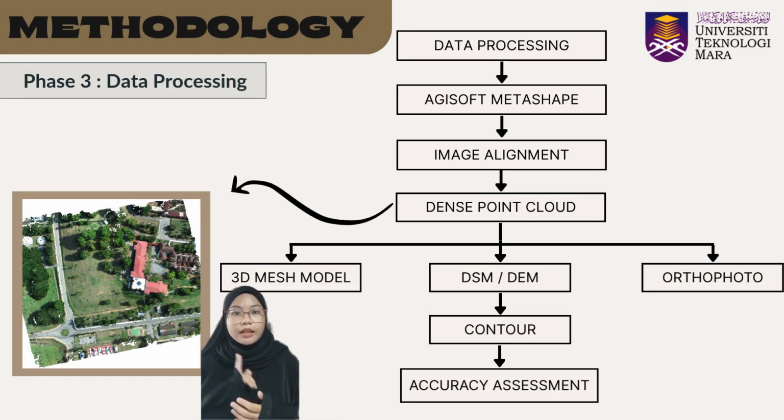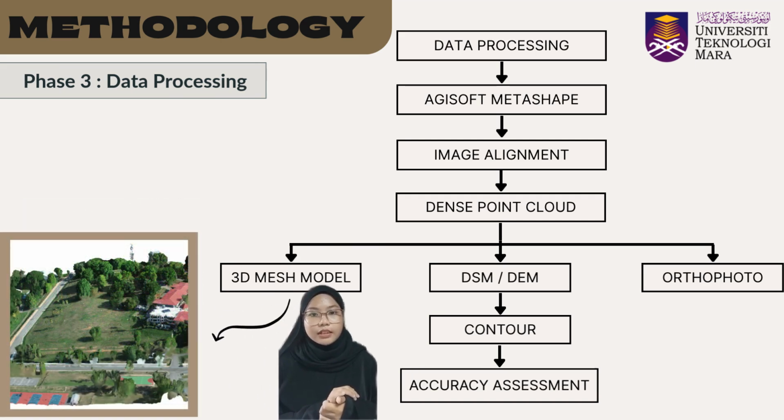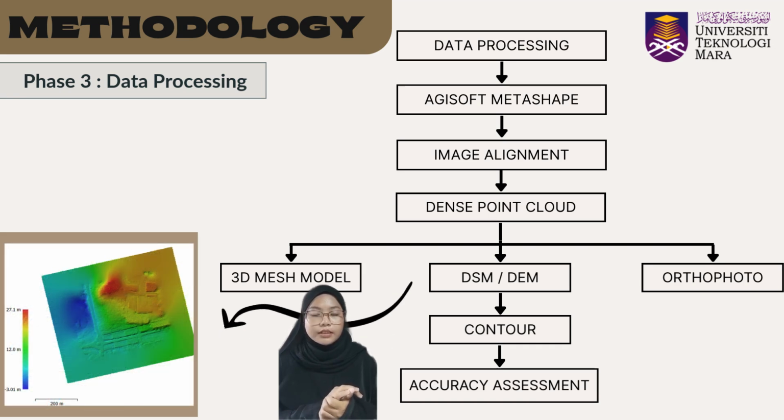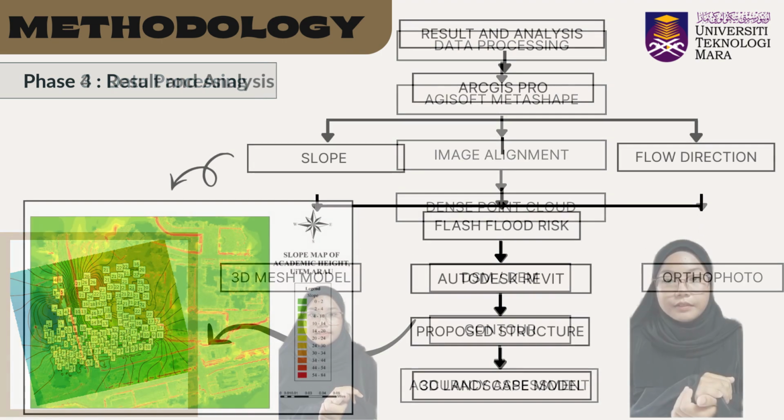Phase 3 is data processing. In this phase, I have processed the aerial images in Agisoft Metashape. The first step to process the aerial images is to align the images. Then we can proceed to process the dense point cloud. The point cloud that has been processed is around 52 million points. From the dense point cloud, we can process the 3D mesh model, DSM or DEM, which shows the highest elevation, which is 27.1 meters. We can also get the contour and the accuracy assessment analysis.